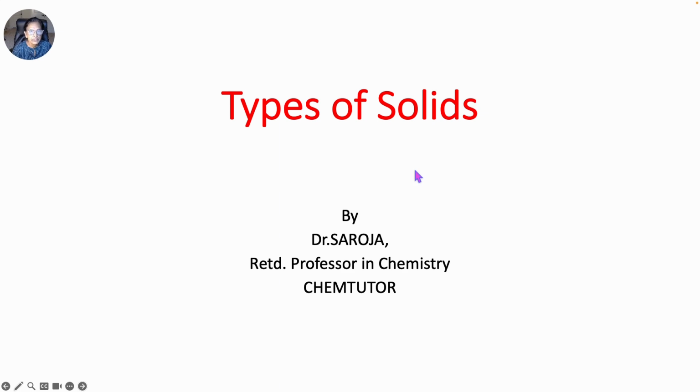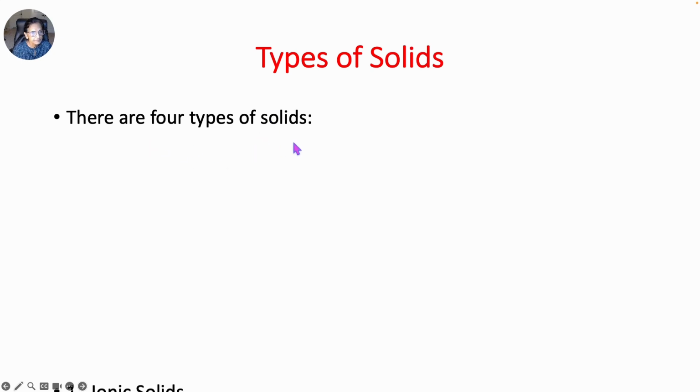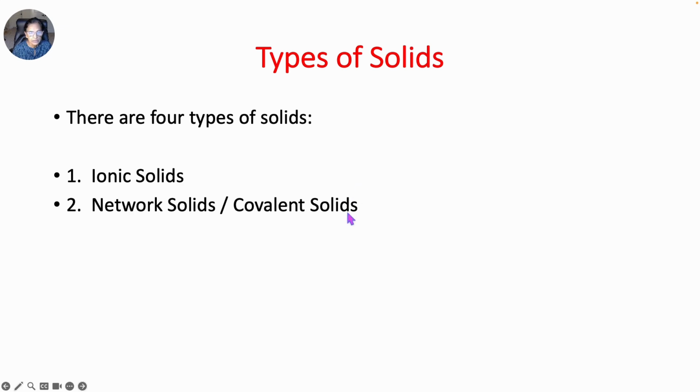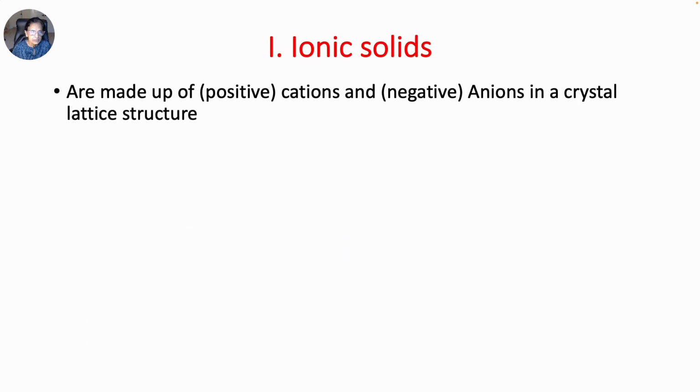Today I am going to discuss the various types of solids. What are the different types of solids? There are 4 types of solids. 1. Ionic solids. 2. Network solids or covalent solids. 3. Metallic solids. And 4th category, molecular solids. Now let's begin with the ionic solids.